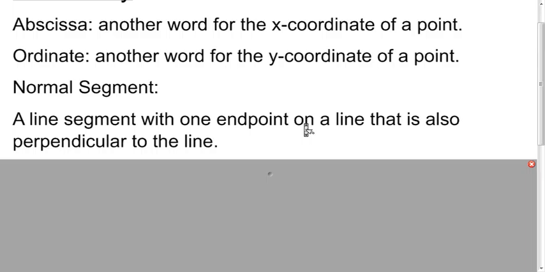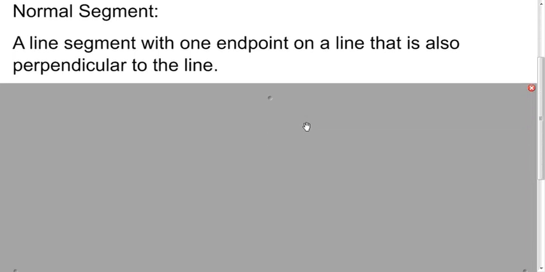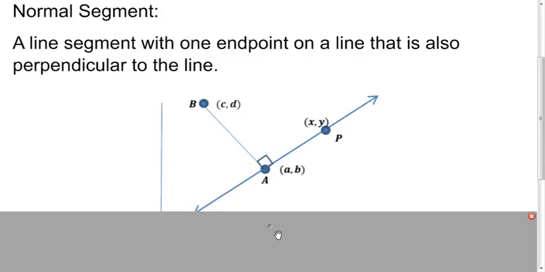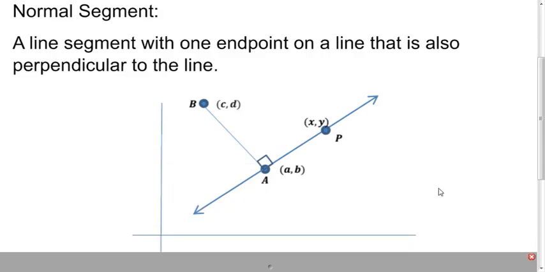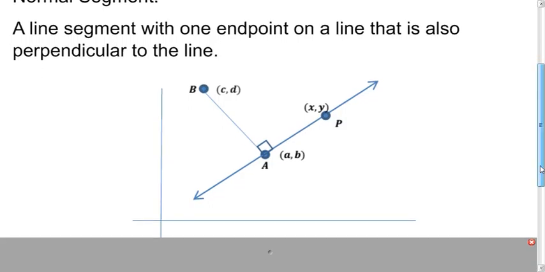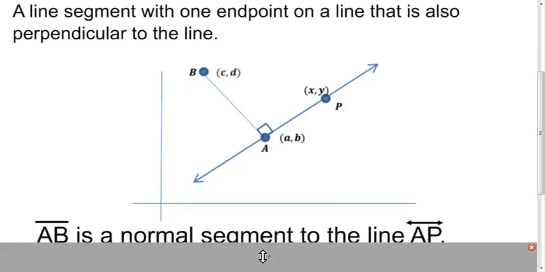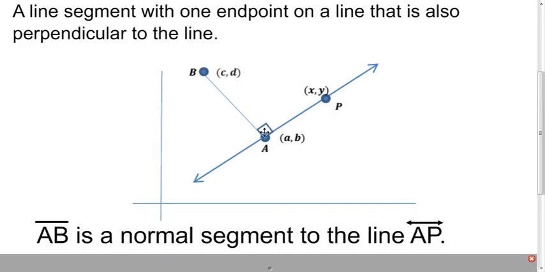Now, a normal segment is what we're going to be focusing on the rest of this lesson. It looks like this, and it's a segment that is perpendicular to a line and also has an endpoint on that line. So segment AB is a normal segment to this line AP.